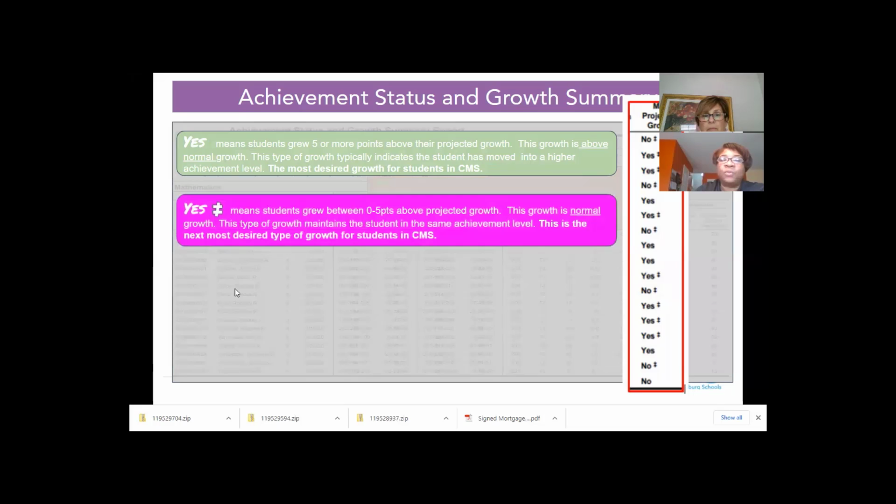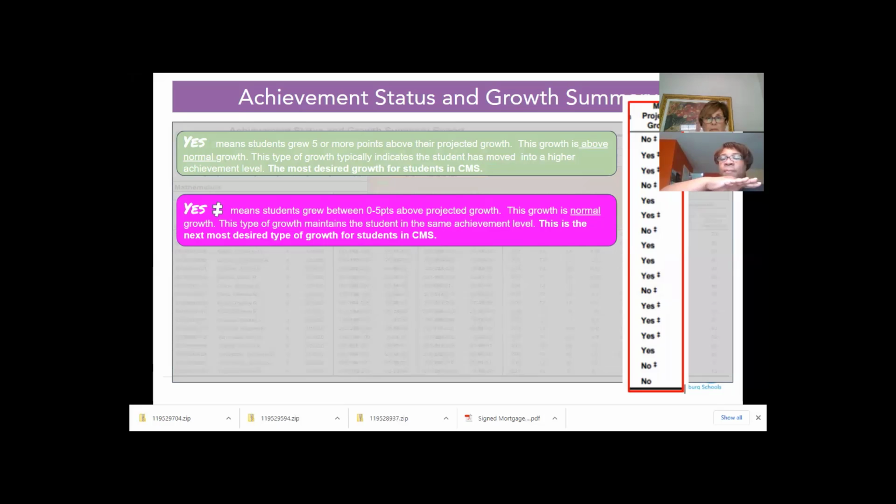The yes with the symbol means that the students have maintained; their growth is normal. The yes with the symbol tells me the growth is within normal range, meaning they met their projections and they're within 5 points up. So when that happens, they're within that 5 points.